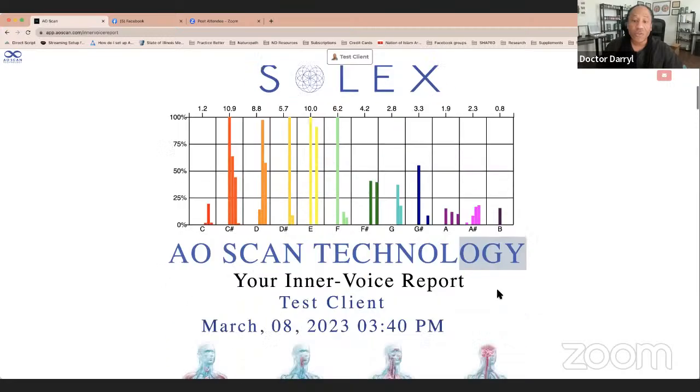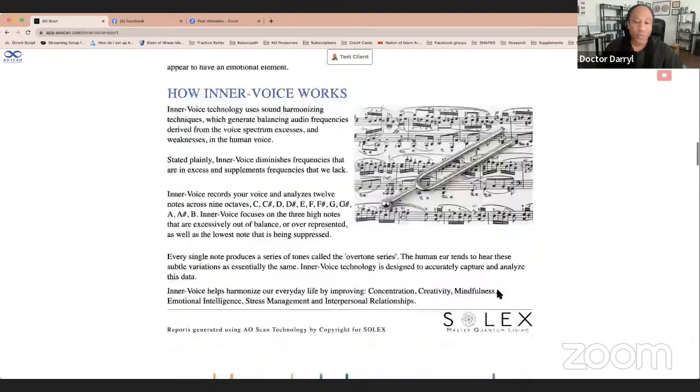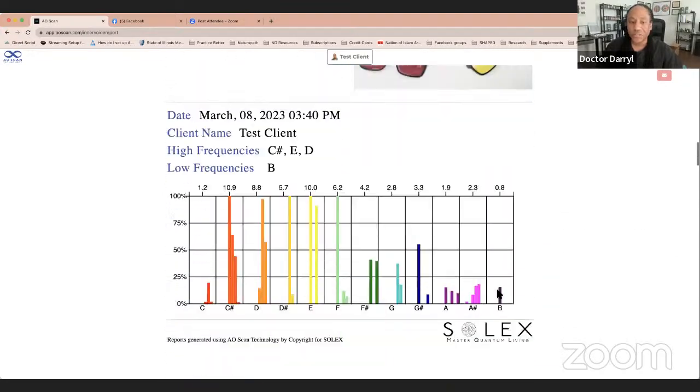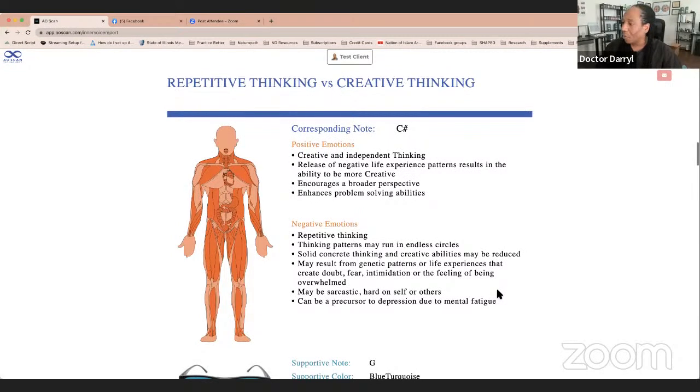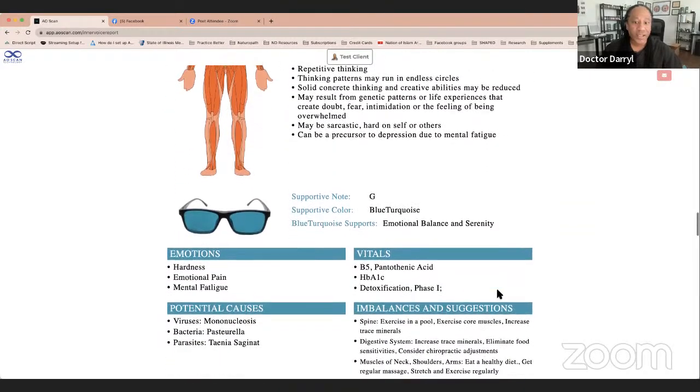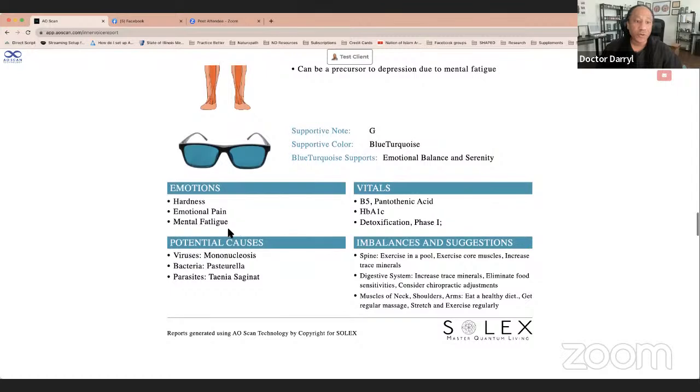However, if you scroll down, the first couple of pages tells you about the inner voice system and how it works and why it works. But you get 4 different reports that let you know the 4 most out of balance things that it found and what that looks like, positive and negative. And this is the first one that came up for this patient, repetitive thinking versus creative thinking. It gives you emotions that may have shown from that particular person. So that's one of them.